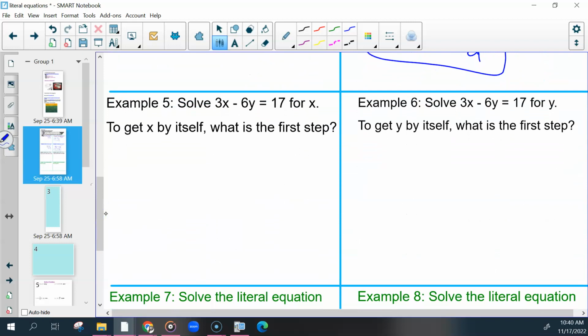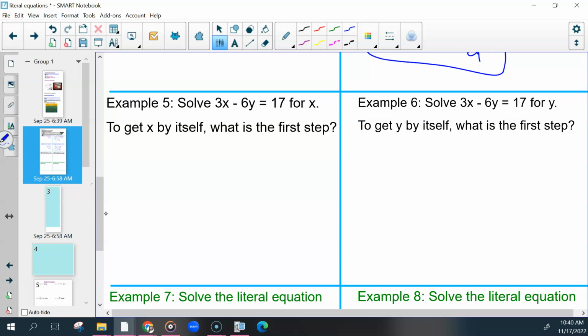Look at example 5. Now it has numbers and variables, but it has 2 different variables. We're trying to get x by itself. What do you think would be the first step? Alex?